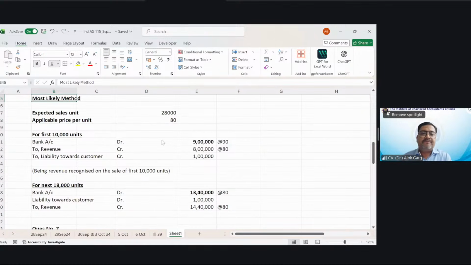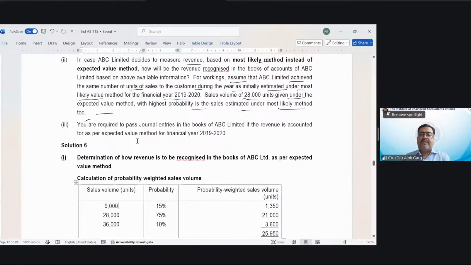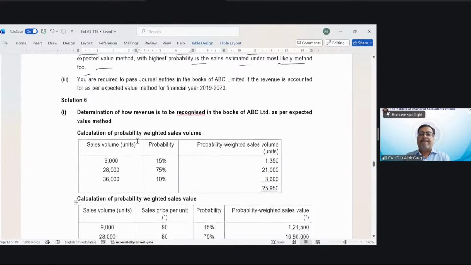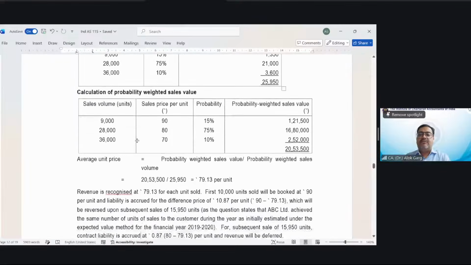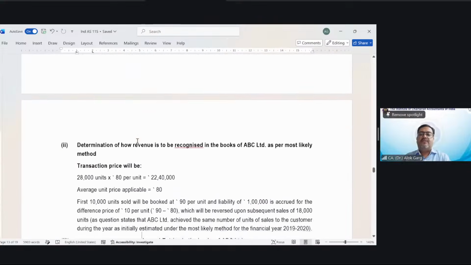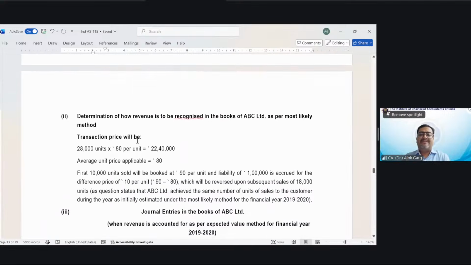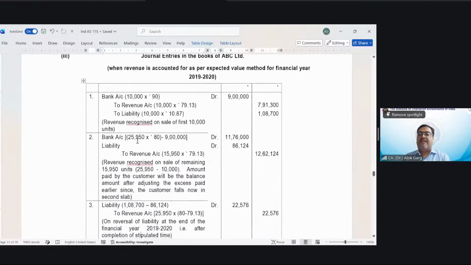If you see, this is the solution of this question, right? Probability related sales volume, probability related sales value, 79 rupee 13 paisa, right? So this is how it is going to be recognized. Okay, these are the journal entries which I have already shown you.